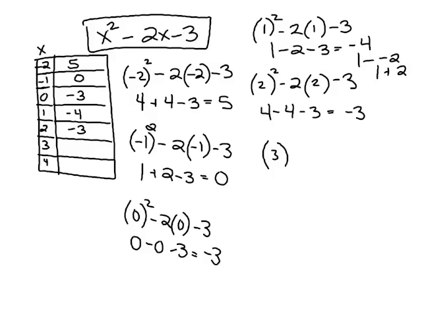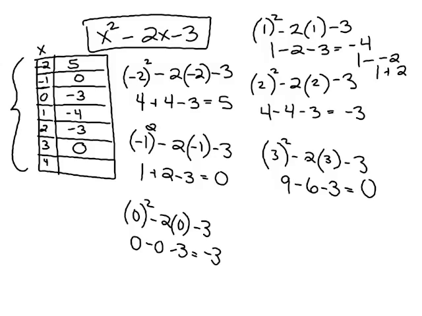Let's do 3. 3 squared minus 2 times 3 minus 3. So 3 squared is 9. 2 times 3, 6, minus 3. So 9 minus 6 minus 3. 0. So if the question asked me, using this expression and these x values, which answers will give me a 0? What would I say? Negative 1. -1 and 3.